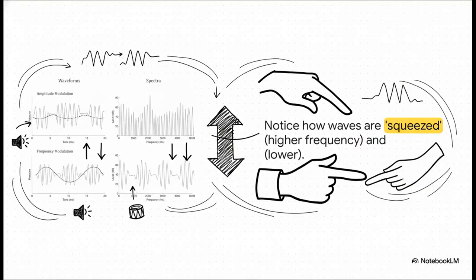Now look closely at this waveform. Unlike the AM wave, the height, the amplitude, stays totally constant. What's changing here is the density of the waves. You can see them getting squeezed tightly together, which means a higher frequency or a higher pitch, and then you see them get stretched apart, which is a lower frequency or a lower pitch.